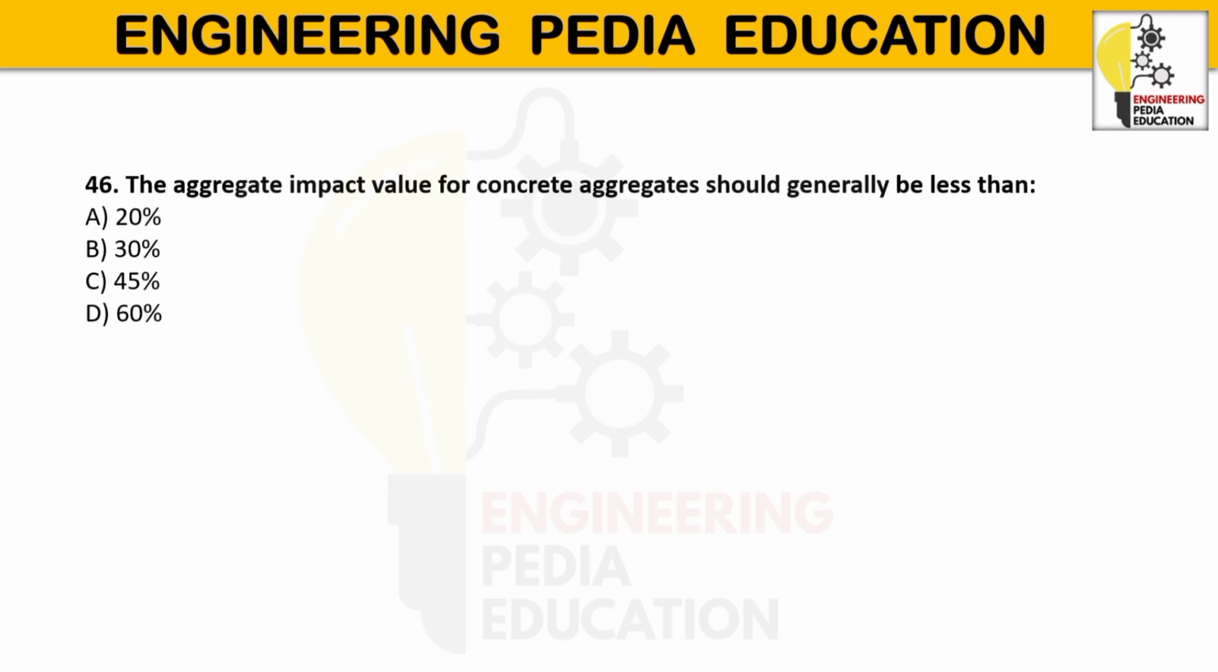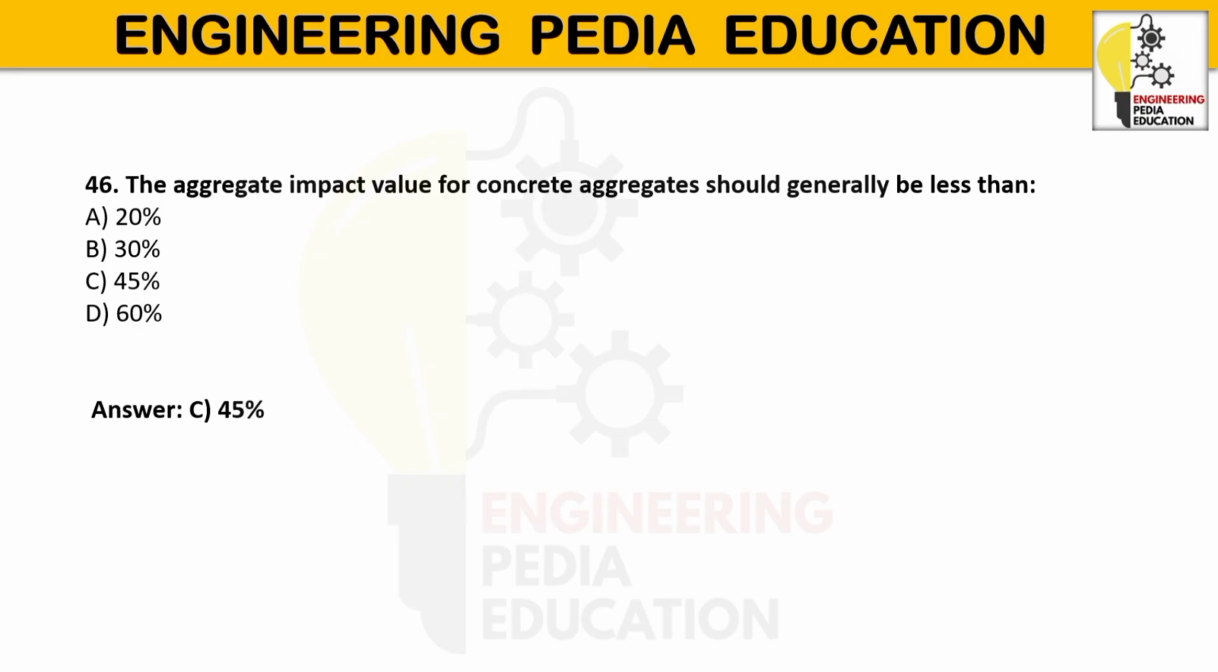The aggregate impact value for concrete aggregate should generally be less than 20%, 30%, 45%, 60%. So the correct option is 45%. Aggregate impact value for concrete should be less than 45%.